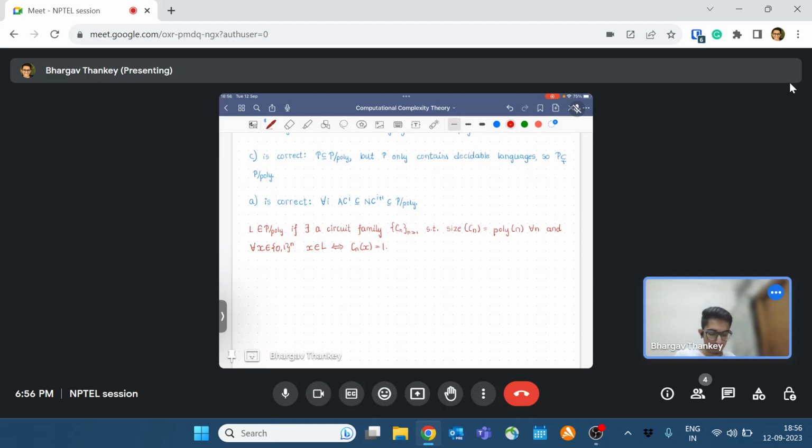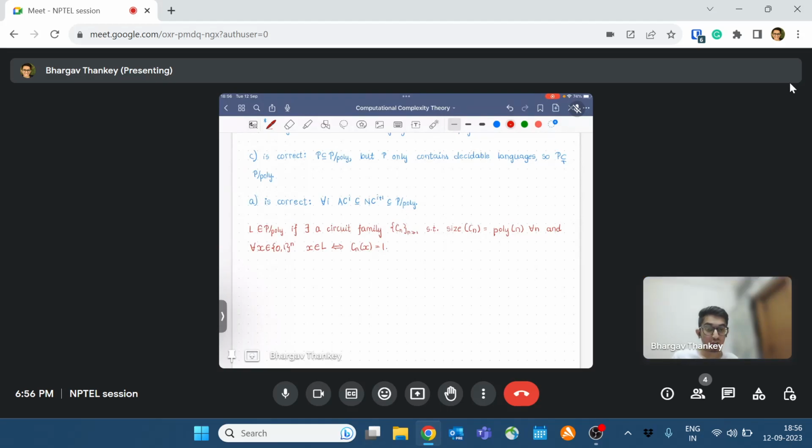So if I say that U-halt is in P/poly, that means for a particular length n, this implication works. If x belongs to L, it should give me one, and if x does not belong to L, it should give me zero. So that is exactly what we are trying to solve, right?